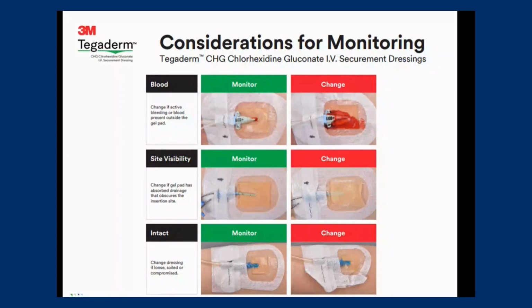The top one is showing how blood is spreading to outside of that CHG pad. So we want to change for that instance. Also right below, you'll see that the CHG pad is boggy, it's cloudy. That means that there was something leaking, so it got wet. We want to change that because we can't fully see the insertion site. Also right beneath that, we have the dressing pulling up a little bit. So in that case, we would also just change it before that 7-day mark.